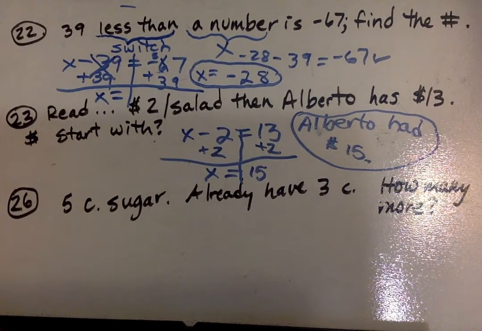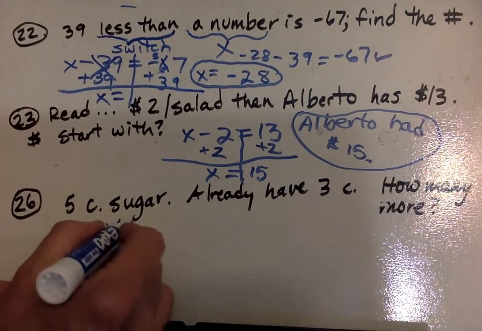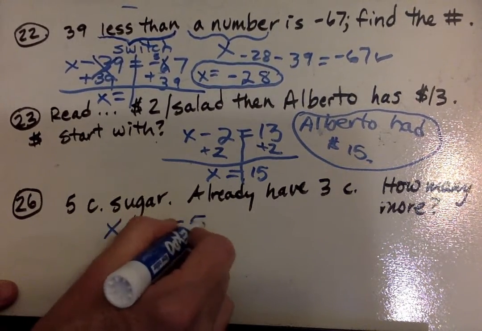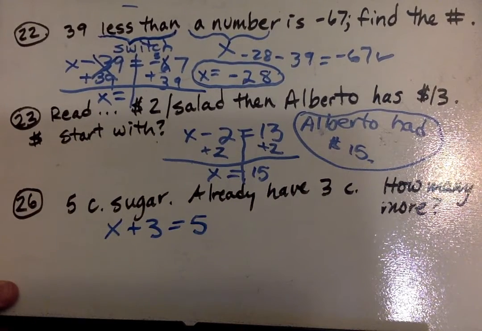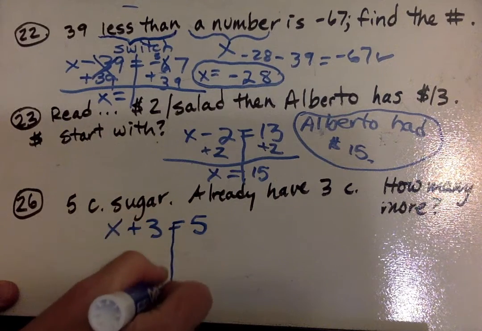Number 26, a recipe for cookies calls for 5 cups of sugar. Mike has already put in 3 cups. How many cups does he need to still put in? Okay. So he has a certain amount of sugar he still needs. He's already put in 3 cups, and we need to get a total of 5 cups. So there's our equation. And so we put our line down the equal sign.